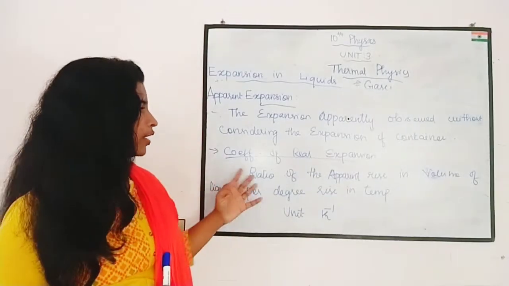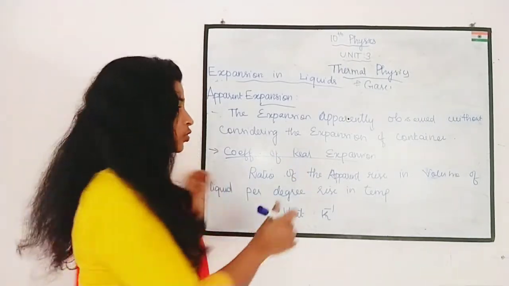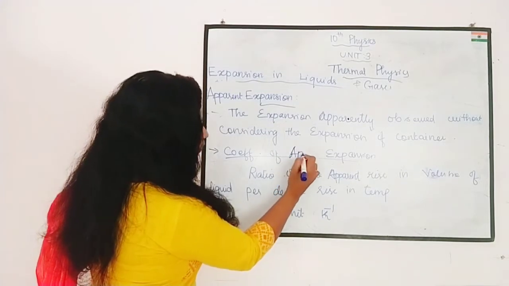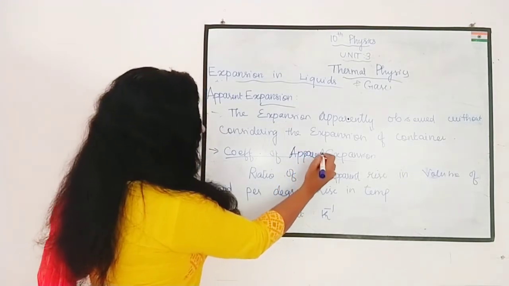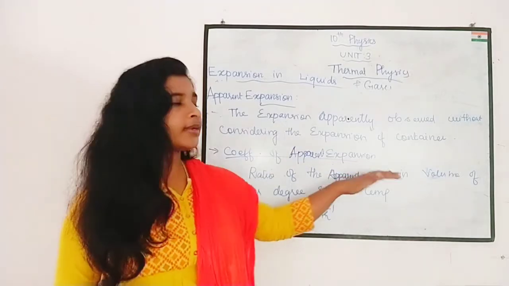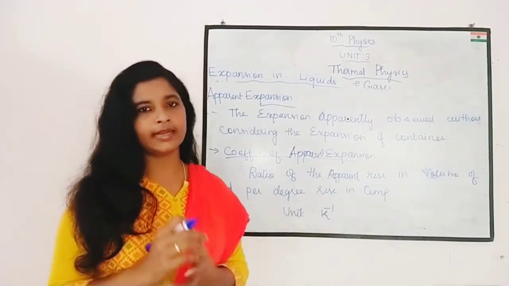What is the coefficient of real expansion? What is the coefficient of apparent expansion? That is nothing but the ratio of apparent rise in the volume of the liquid per degree rise in temperature.